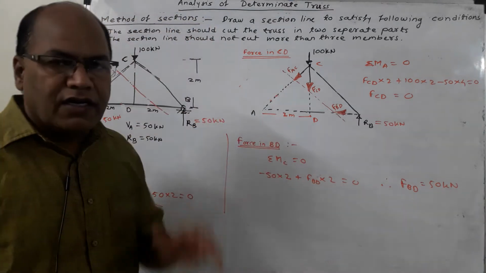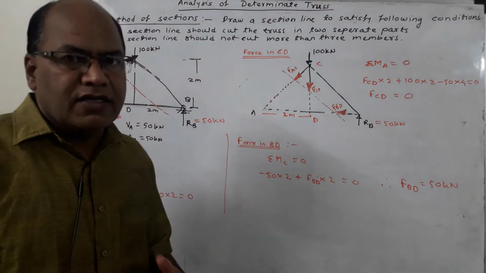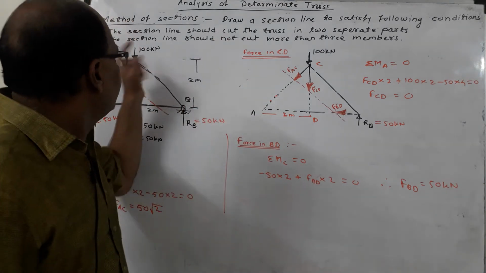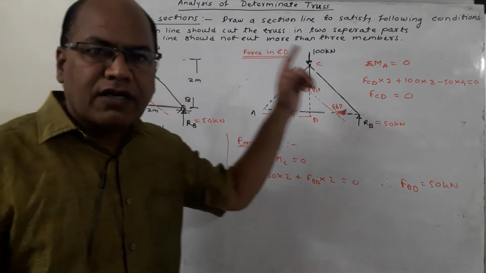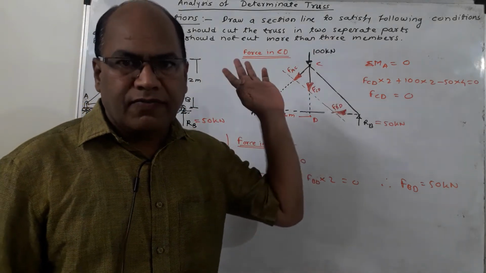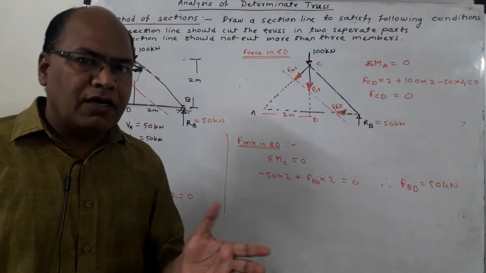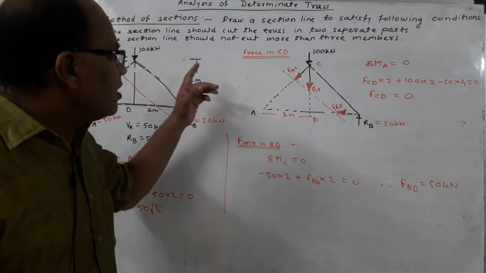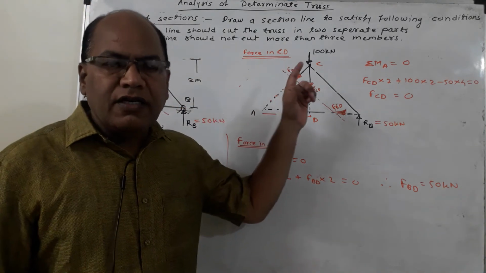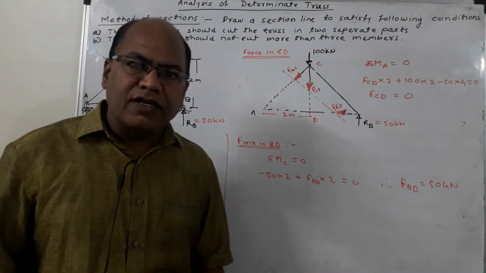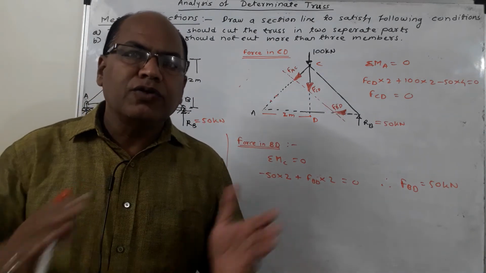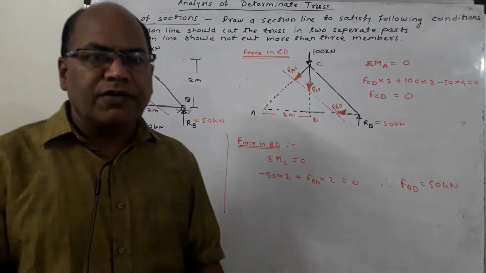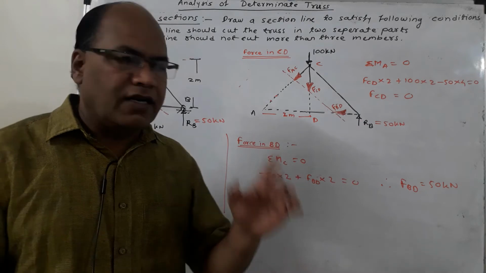Now as per this method, you are supposed to consider a section line. The section line should satisfy the following two conditions. First, the section line should cut the truss into two separate parts. Second, the section line should not cut more than 3 members of a truss. And obviously the section line should pass through that member in which the force is required. So these are the conditions to be considered while considering a section line.